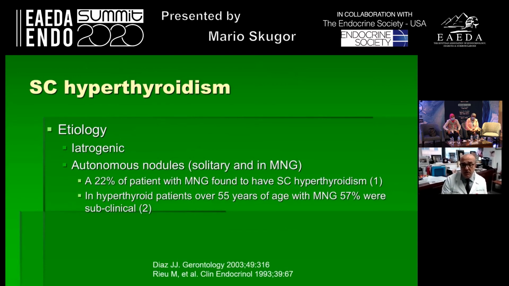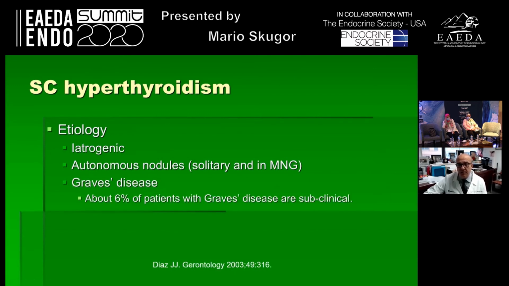So other than iatrogenic causes, we will frequently see subclinical hyperthyroidism in cases of autonomous secretion of thyroid hormone from thyroid nodules, either solitary thyroid nodules or part of a multinodular goiter. You see 22% of the patients with multinodular goiter are found to have subclinical hyperthyroidism. And in hyperthyroid patients over 55 years of age with multinodular goiter, 57% of them were subclinical. They were not clinical. So multinodular goiter is a common thing.